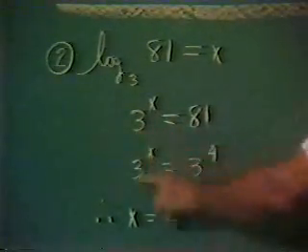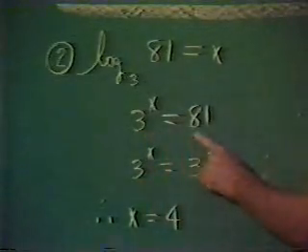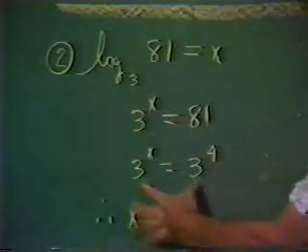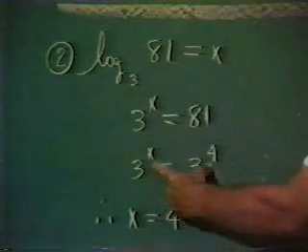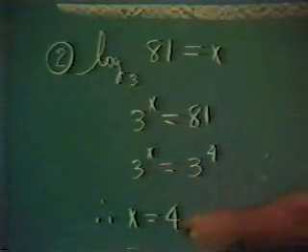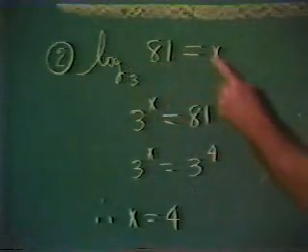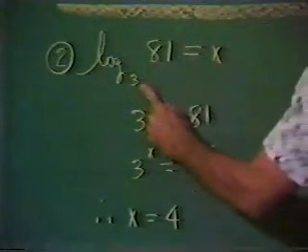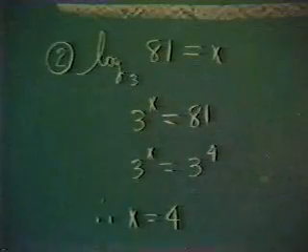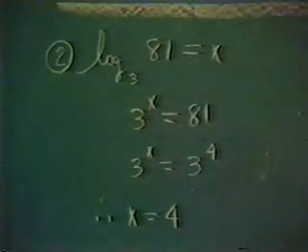Again, though, you get these bases to be the same. And then when these are the same, therefore this has to be equal. Therefore x is equal to 4. Let's check it. The log of 81 is what power must I raise 3 to get 81? And 4 works. Okay, let's go to example 3.